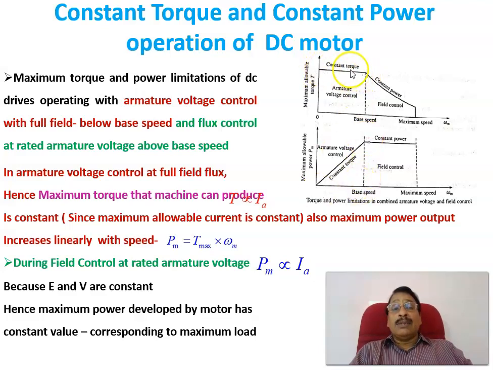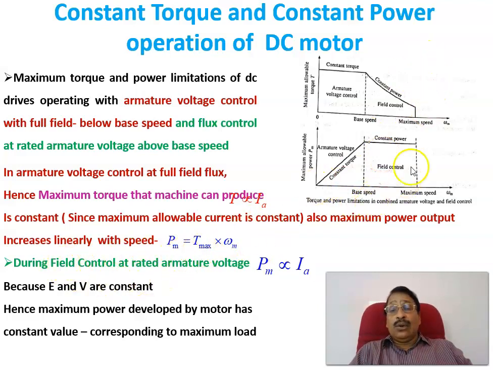And this is the maximum torque variation. That's a constant torque. Therefore, this is a constant torque operation below the base speed. Because E and V are constant, the maximum power developed by the motor has a constant value corresponding to maximum load. Therefore, that is the maximum power developed by the motor during the field control. This is what I explained for the base.